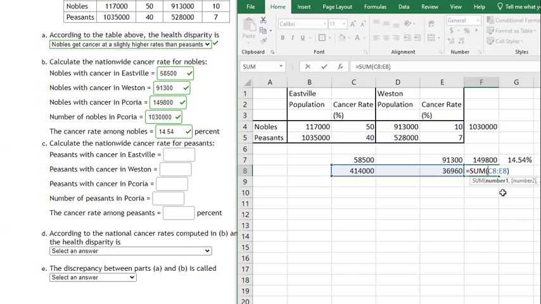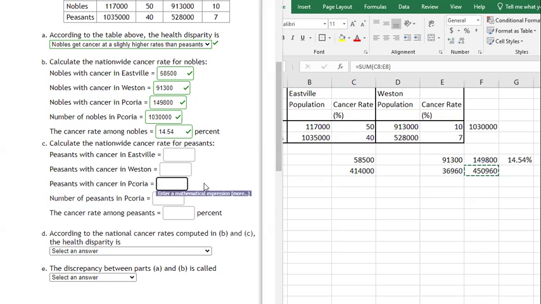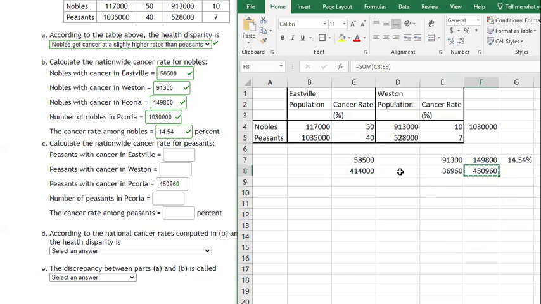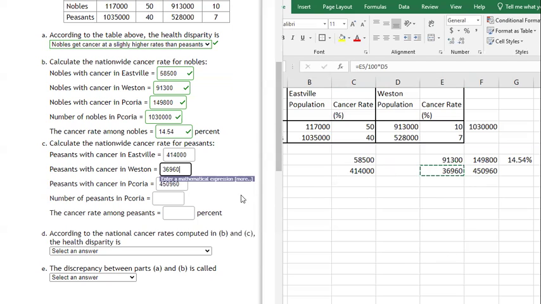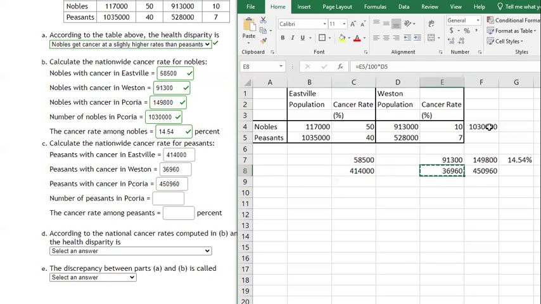This is the number of peasants who have cancer. This is the number of peasants with cancer in the nation. This is the number of peasants in Eastville that have cancer. This is the number of peasants in Weston that have cancer. And then we're going to drag this down, and that's going to give us the total number of peasants in the nation.